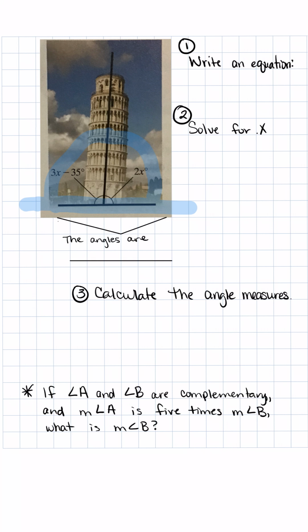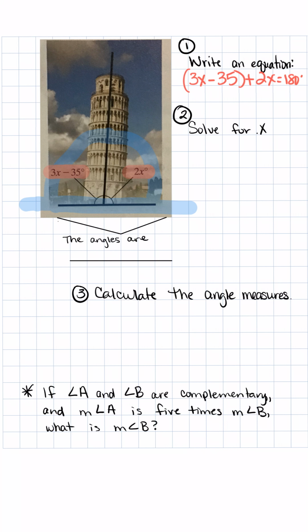If we know what this one is and this one is, we can plug it into an equation. We know that if we add these two expressions together, it's going to equal 180. So we have 3x minus 35 plus 2x equals 180 degrees. Now we want to solve for x.